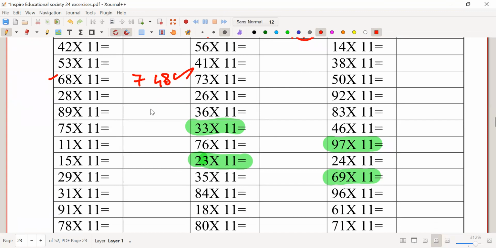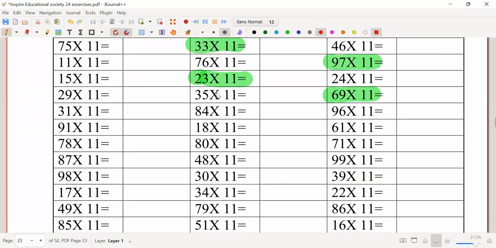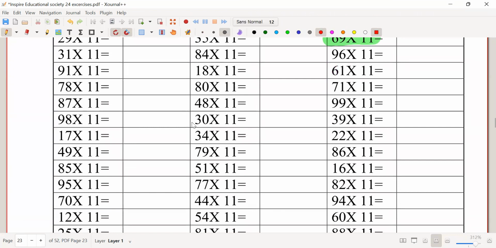Which one do you want answered in these six? If you want to ask a question to me, which one will it be? Eight to eight. Any other question? 78 into 11 is 858. Any question?